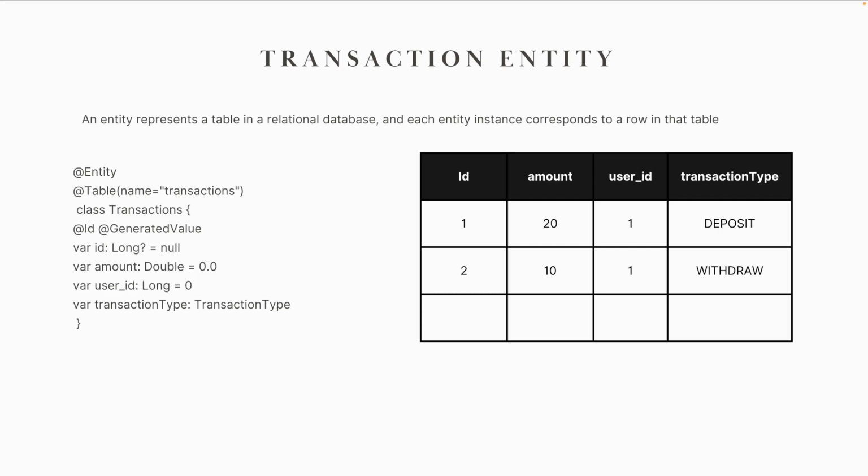User 1 is making a deposit of 20. Then the next row is going to be incremented, the ID is incremented, and we see that user 1 needs to withdraw an amount of 10, right? And we can see that he or she has enough money to withdraw $10 because initially user 1 already deposited 20.